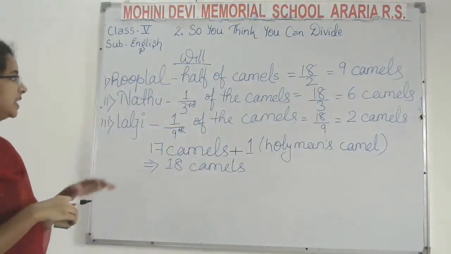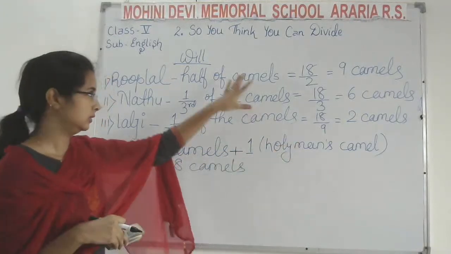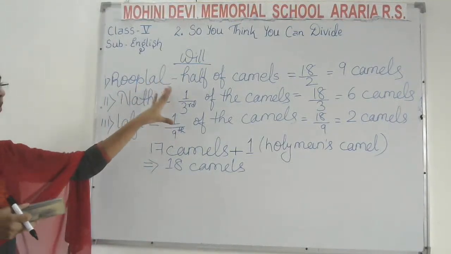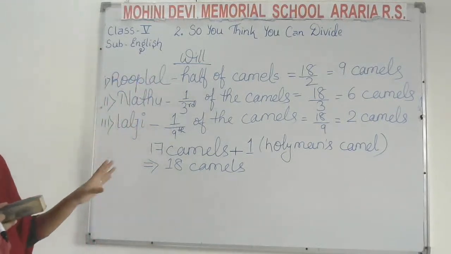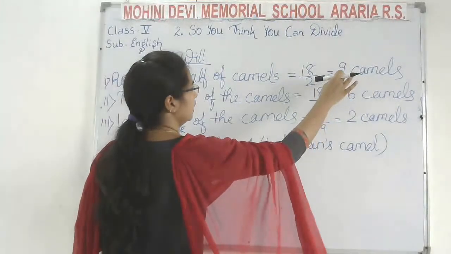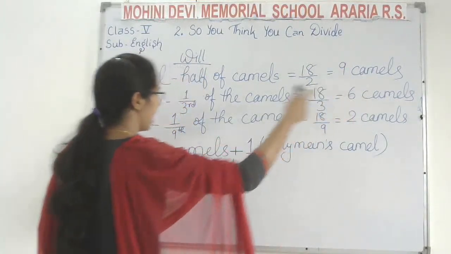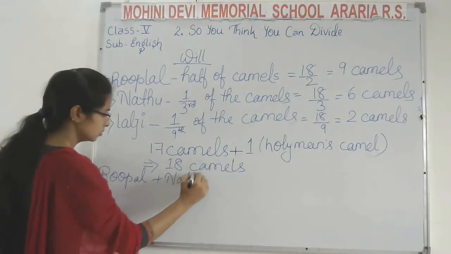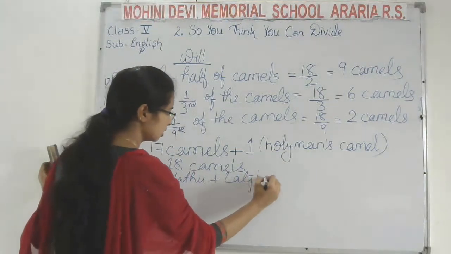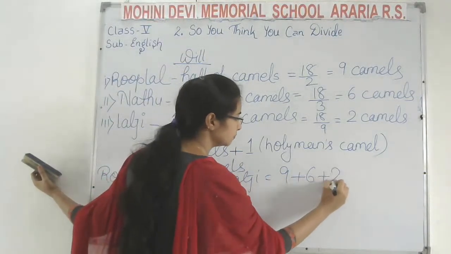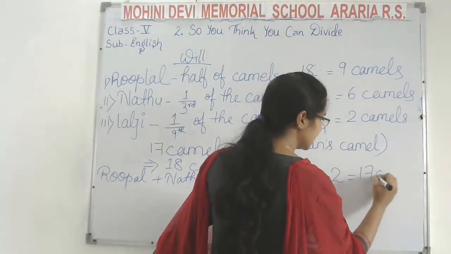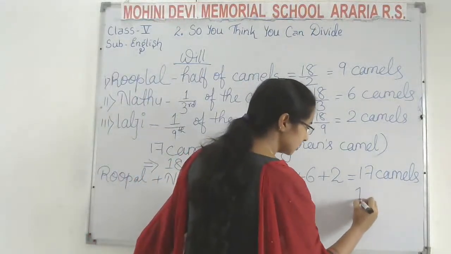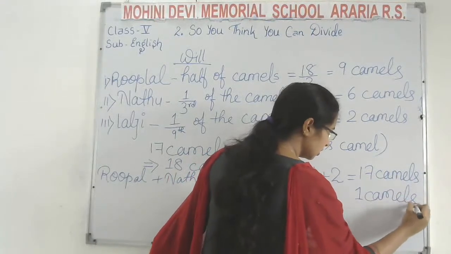So, by taking the holy man's camel, the brothers solved their problem of dividing the camels according to their father's will among three brothers. In total, Ruplal plus Nathu plus Lalji, 9 plus 6 plus 2, is equal to 17 camels. It means one camel was left over.